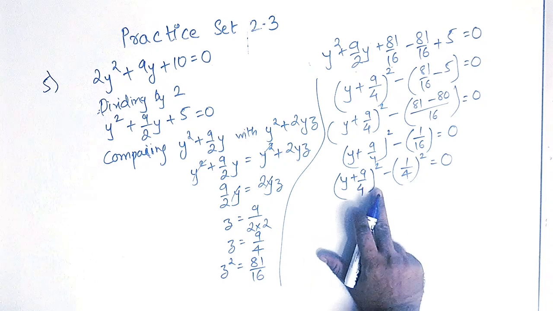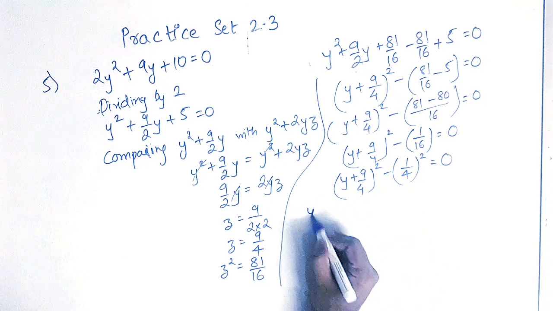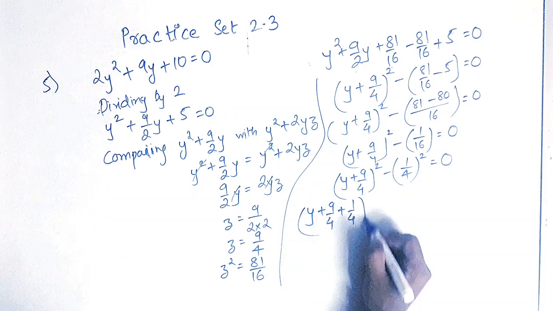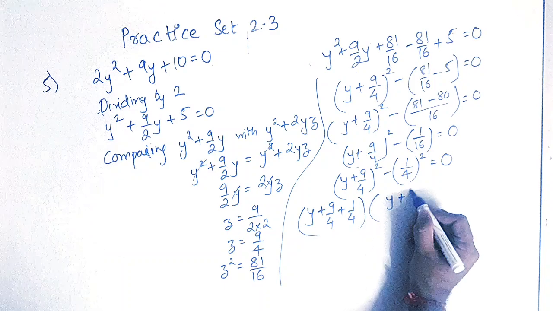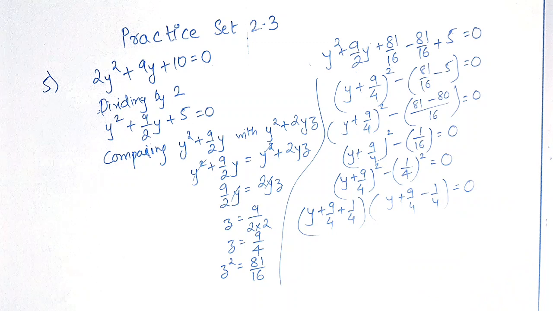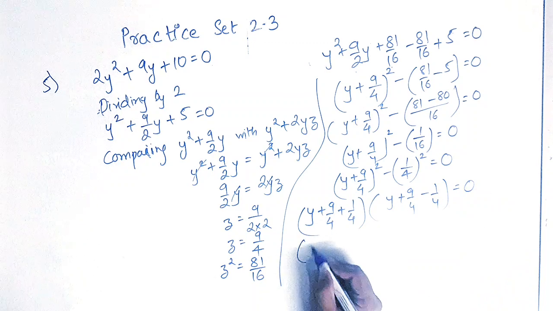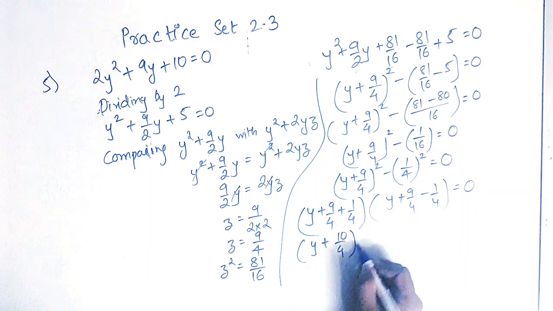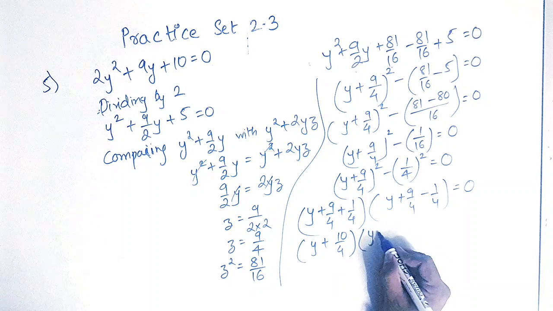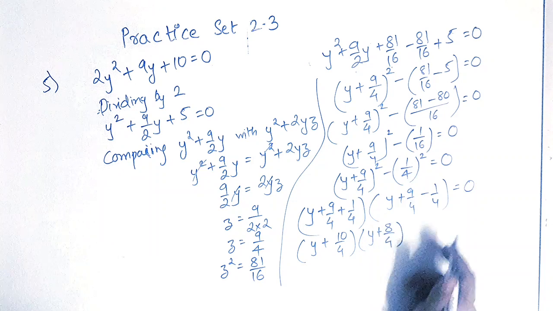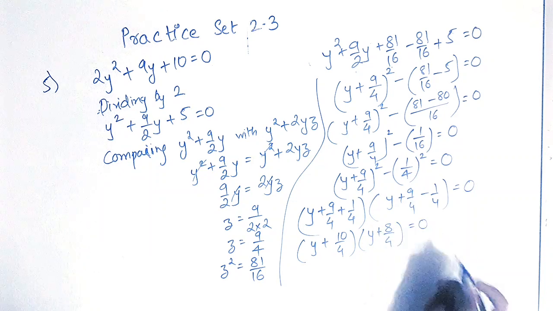Now this is in the form a square minus b square, so I'll write a plus b, a minus b equals to 0. Okay, so this becomes y plus 9 plus 1, 10 by 4, and this becomes y plus 8 upon 4, equals to 0.